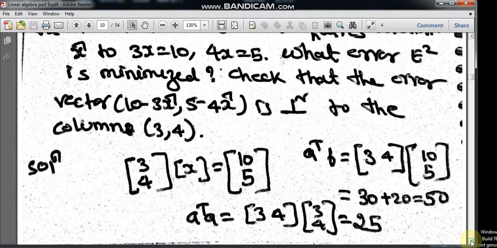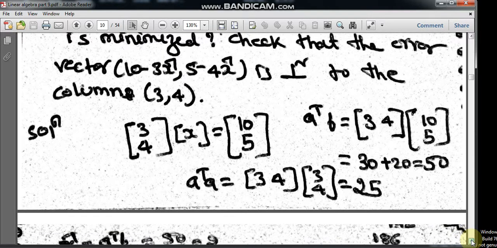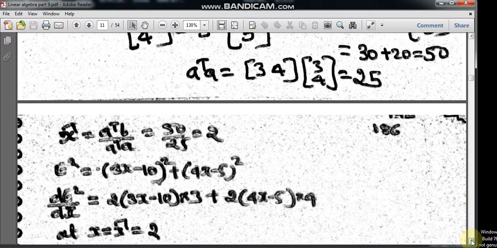Same type of question, but only a single variable. So 3, 4 becomes your A, and B becomes your 10 and 5. X is the variable. So A transpose B: if I find A transpose B, you can see we are having the value 50, and A transpose A, you are getting 25. So what was X cap? X cap is A transpose B divided by A transpose A, that we are doing.